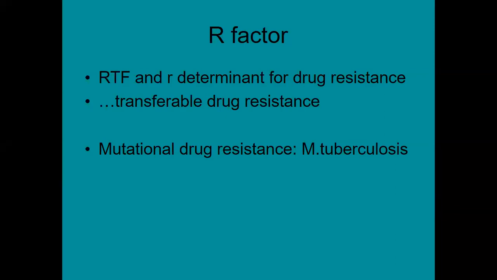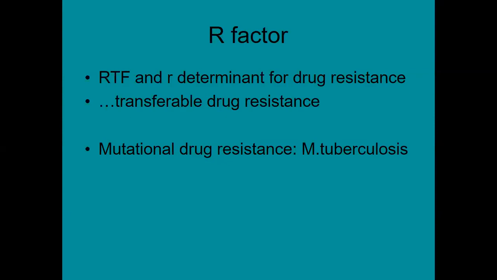The R factor has the RTF and a small r determinant for drug resistance. There is transferable drug resistance. So you have to understand that if someone has a plasmid, it is called the F factor. If someone has a drug resistance factor, it is the capital R factor. R factor means a drug resistance factor. Either it has to be R positive or R negative.